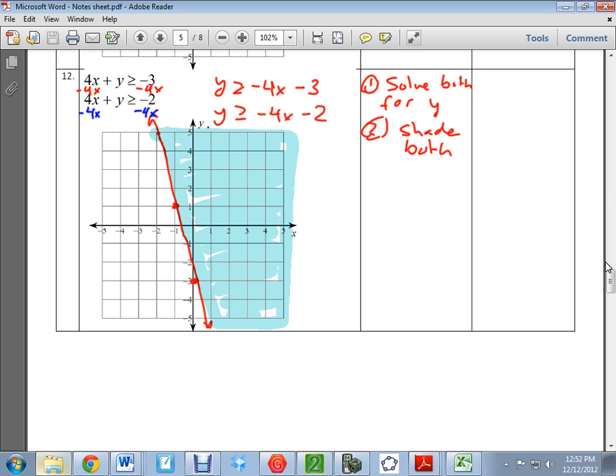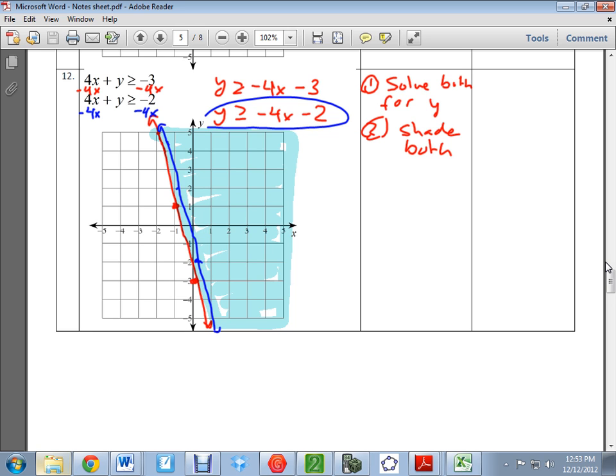Where would I start for that line? Negative 2, which is just slightly above it. Up 4. 1, 2, 3, 4. Over 1 to the left. And you'll notice that it is going to be a parallel line that is just a little tiny bit away from the red line.